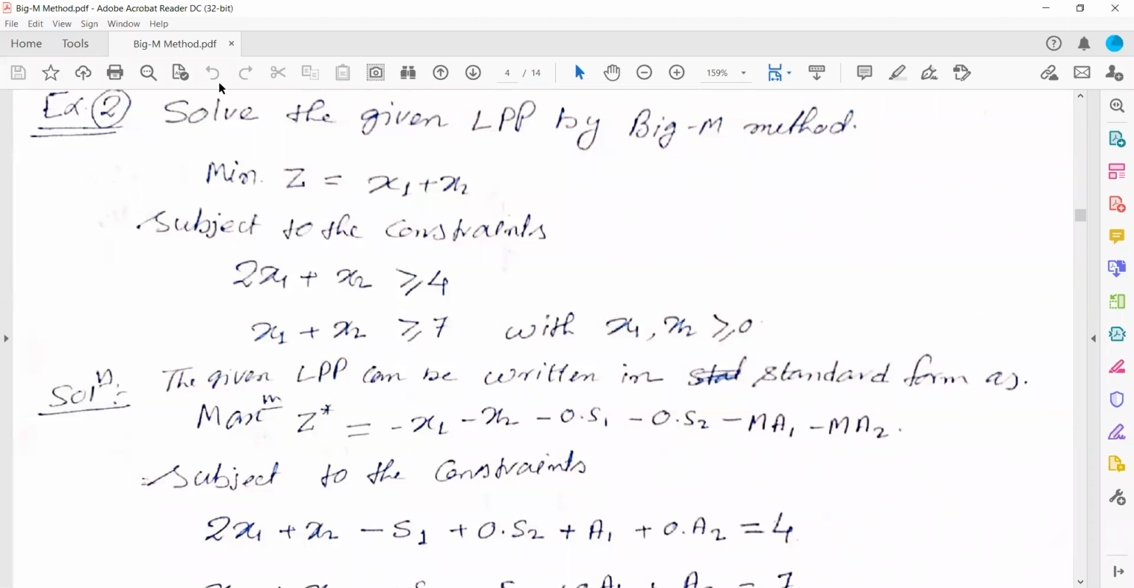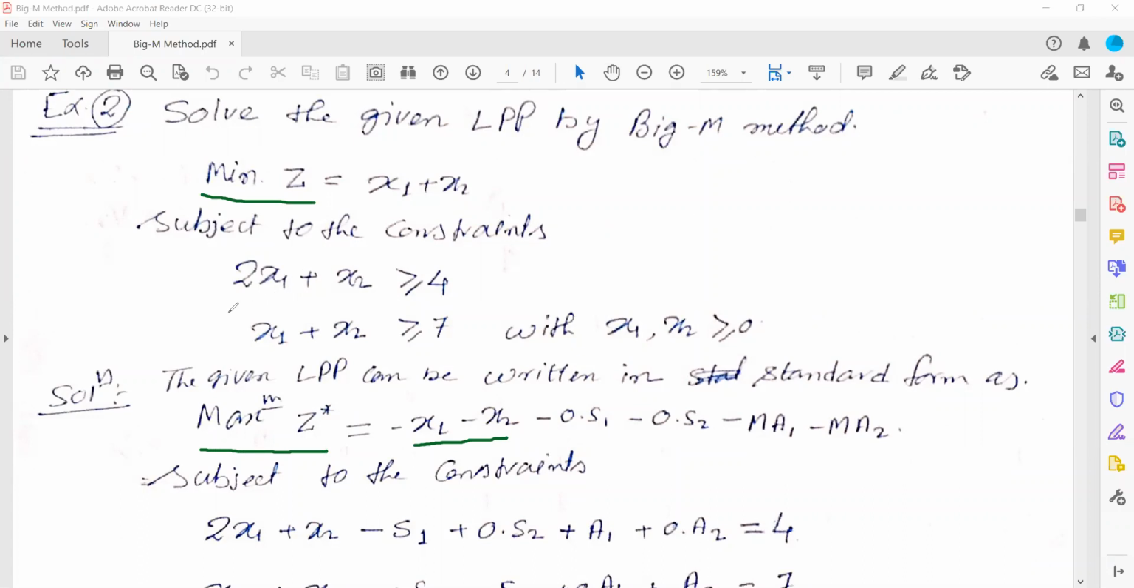Now you see that this is a minimization problem. I won't directly solve the minimization problem. First, I will convert this minimization problem into a maximization problem. So max Z star, and Z star is equal to minus Z. And this is minus x1 minus x2.